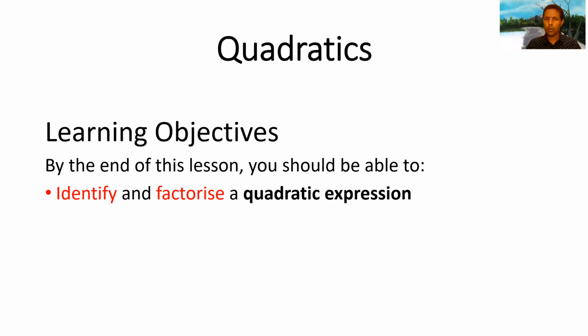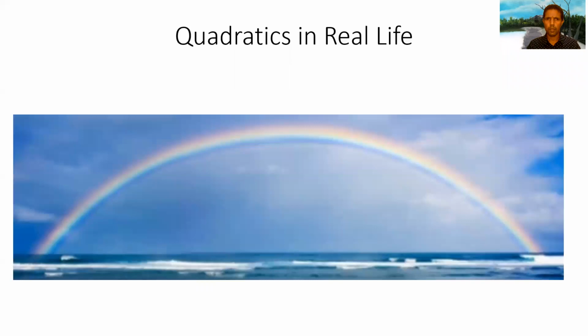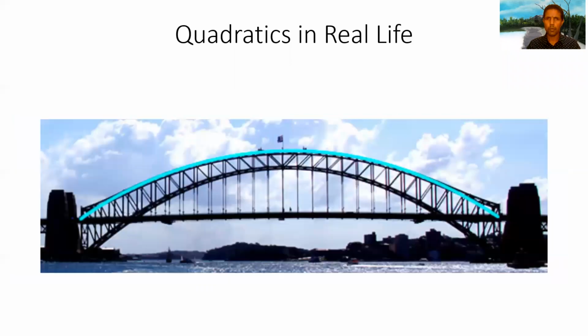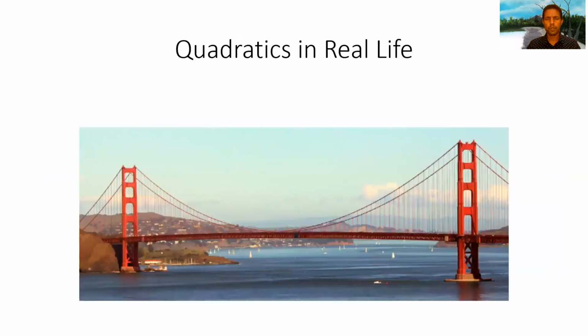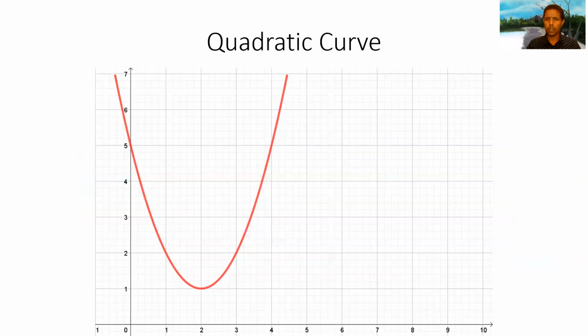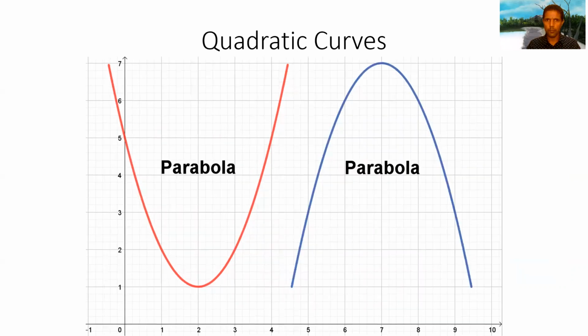First of all, where do we use quadratics in real life? Let us have a look at some pictures. Tap water coming out from taps, rainbow, bridge, radar, hanging bridge. Common features in these pictures are these shapes. They are known as parabola and they are quadratic curves.